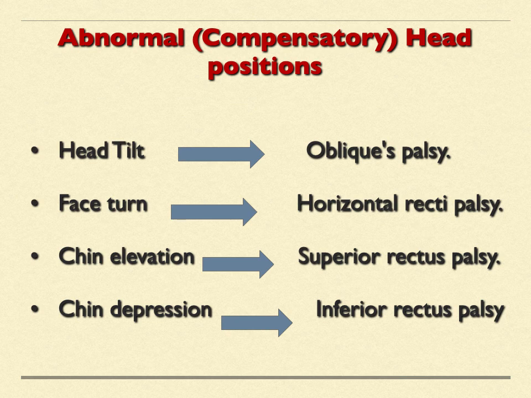Then we can have a look at the patient's head. He is facing you, so he has to have a straight head. Any abnormal or compensatory head position, like head tilt, face turn, chin elevation, or chin depression, has meaning. Head tilt means that one of the obliques is paralytic, especially the superior oblique, because it has separate innervation. Face turn means horizontal recti palsy. Chin elevation means superior rectus palsy, and chin depression means inferior rectus palsy.